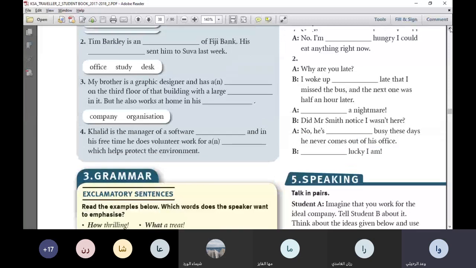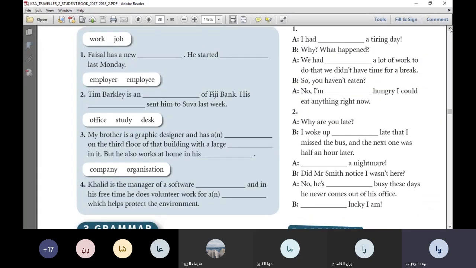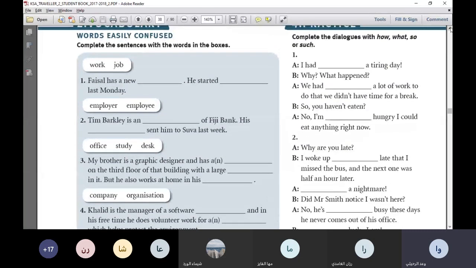Now let's move on to the vocabulary here. I remember that I recorded this lesson and I told you the difference between work and job, employer and employee, and those three words, organization and company. So you need to go back and know the difference between them, because I'm going to let you put the words in the correct blank. Okay?